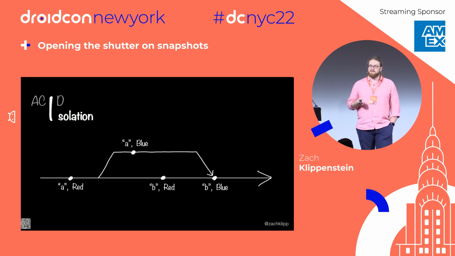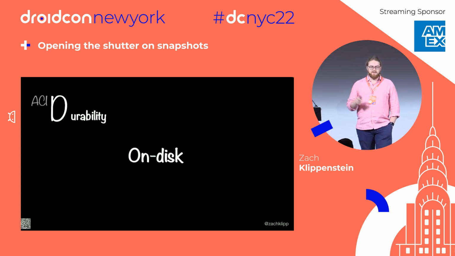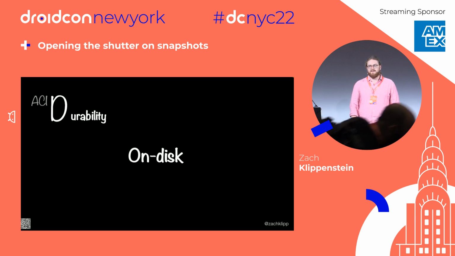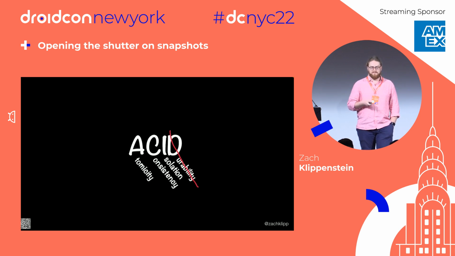And isolation means that when two different snapshots or branches are making changes at the same time, they won't see those changes, and they'll be isolated from each other. And the last letter, D, stands for durability, which means that changes get persisted. But snapshots are in-memory systems, so they don't have durability. So you can think of snapshots as providing ACID without the D.